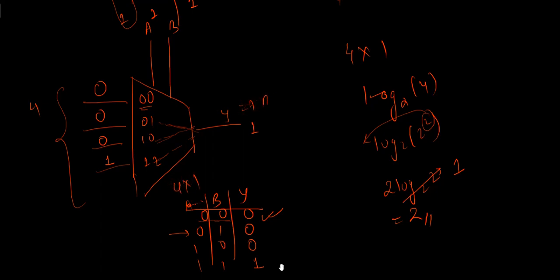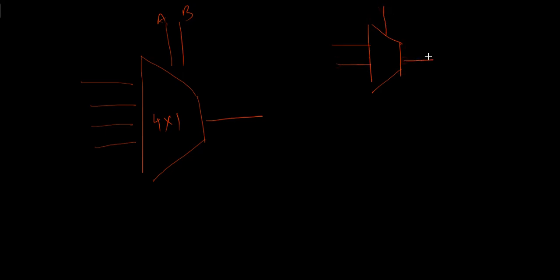Now the question would be, can we design 4 cross 1 mux using 2 cross 1 mux? The answer is yes. Let me show you how. Say I have 4 cross 1 mux, that is the total of inputs for this will be 4. Now two select lines, say the select lines are A and B and the output is 1. In 2 cross 1 mux, as you know, the total number of inputs will be 2 and the select line will be 1 and the output will be 1.